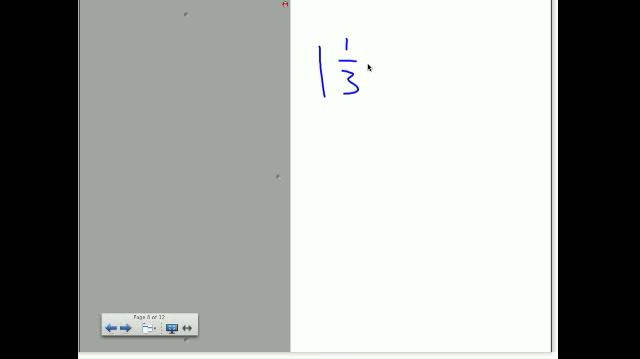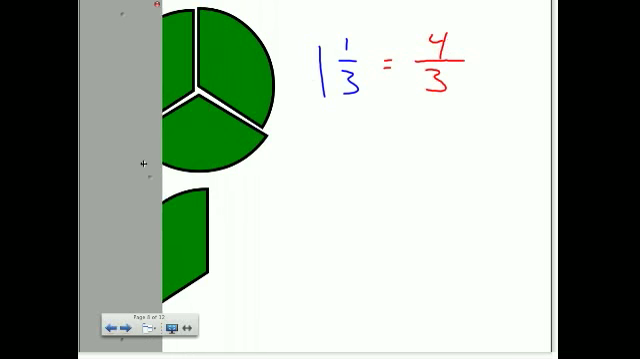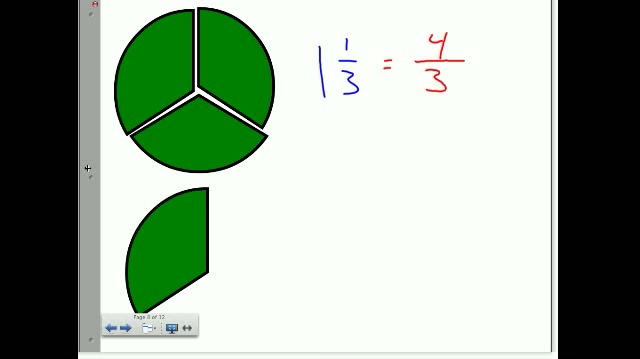If I want to convert this mixed number to an improper fraction, I can start by writing the denominator, because I'm working with thirds here. Now I'm going to start at the denominator. I'm going to multiply by the whole number. 3 times 1 is 3, and add the numerator. 3 plus 1 is 4. So I have 4 thirds. And this is what 1 1/3 is equal to, 4 thirds. You can see we have 1, 2, 3, 4 thirds. And if you look at the whole picture, it's 1 whole and 1/3 of another.